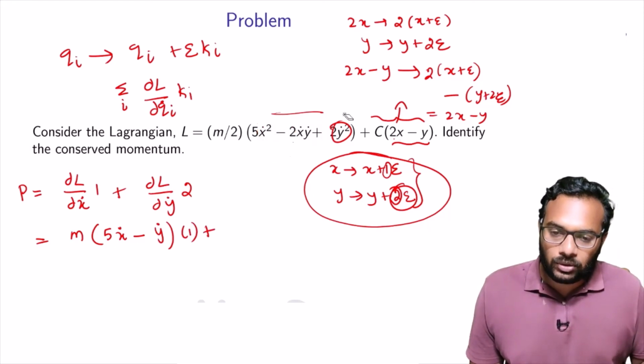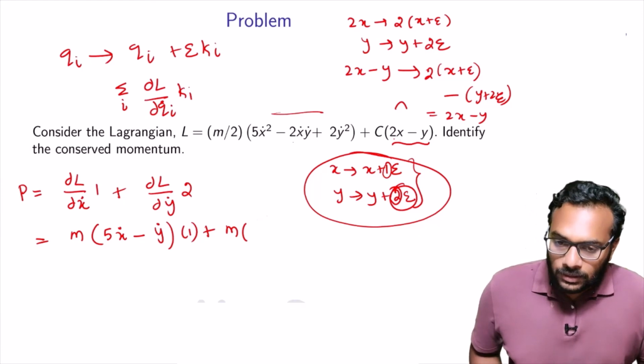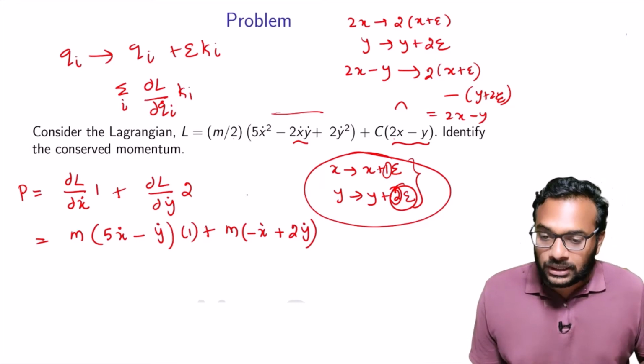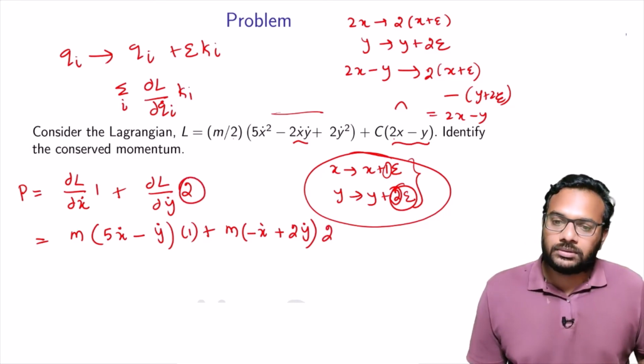What's ∂L/∂ẏ? Again we can see from here, it's equal to m multiplied by, we get minus ẋ from here, because we have cancelled this 2 with this 2, minus ẋ plus 2ẏ, plus 2ẏ. Don't forget this Ky now. Don't forget this factor 2. This is your conserved quantity.